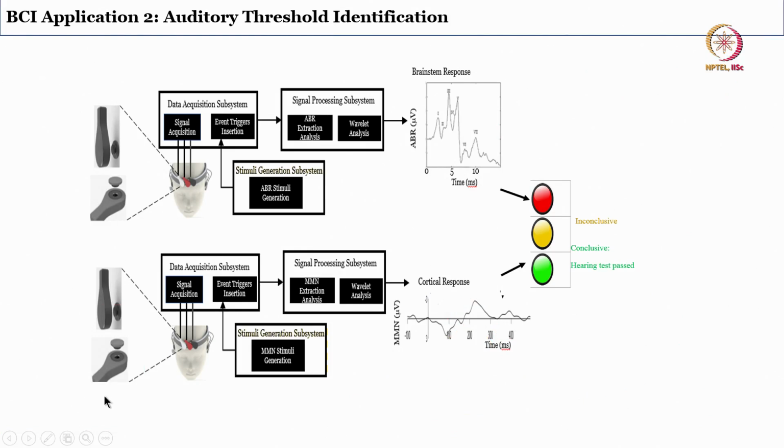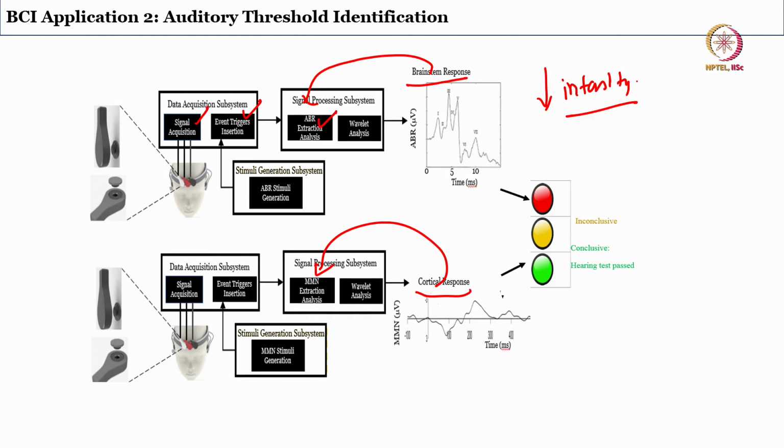This is a block diagram. I already explained that you are taking signals, you are taking triggers, then you process them and try to extract the results. If I talk about brainstem, I am taking ABR. If I talk about cortical response, I am taking MMN or some other response. Further you drop down the intensity and keep measuring, and you will get your auditory threshold.